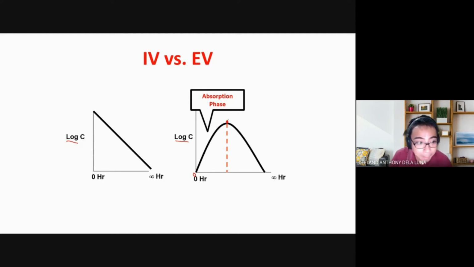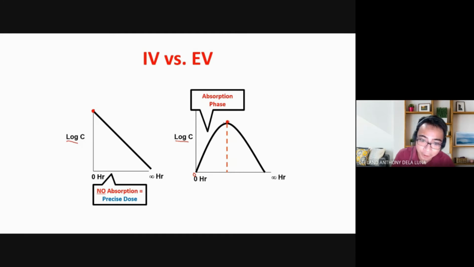Then once the peak concentration is reached, it starts to decline, it starts to eliminate. Now, compare that, class, to an intravascular route. In an intravascular route, class, walang absorption phase. Why? Because we give the drug directly into the bloodstream. So at 0 time, the concentration will be at its peak agad. Wala kang absorption phase eh. So automatic, nasa peak na agad yung concentration mo. Unlike that of extravascular route.